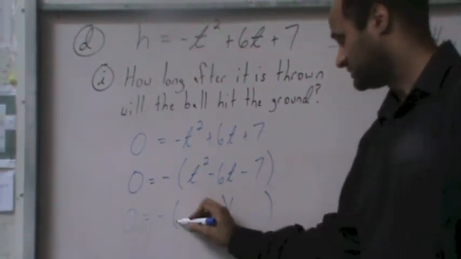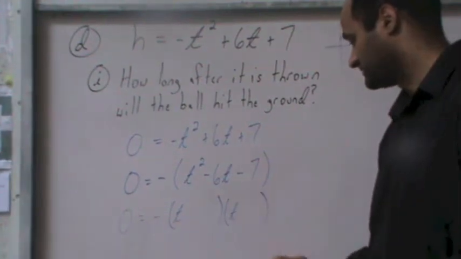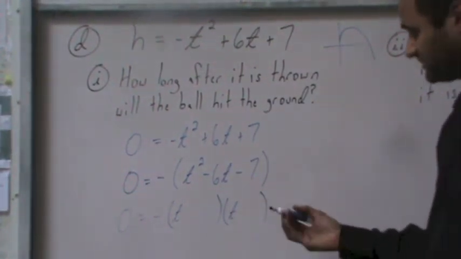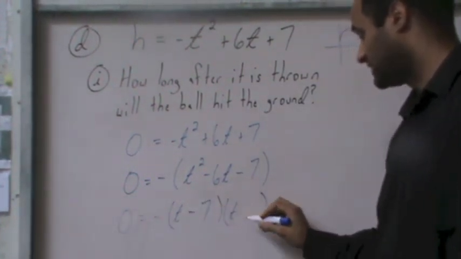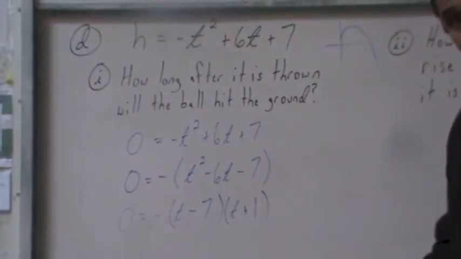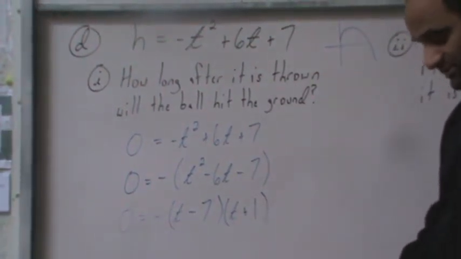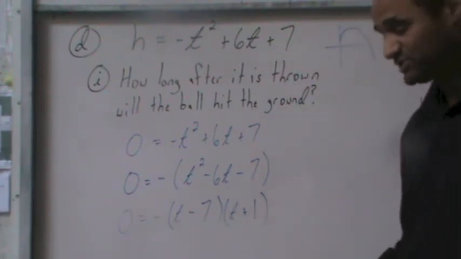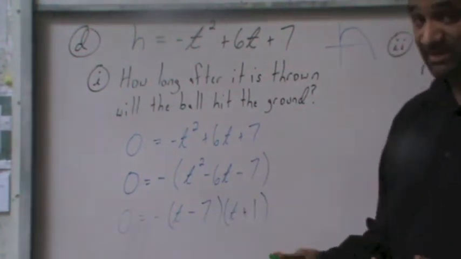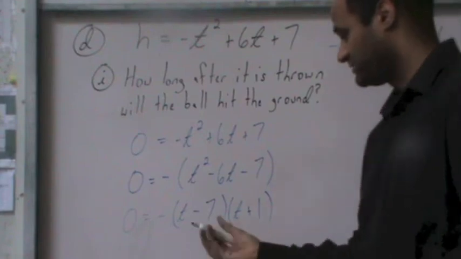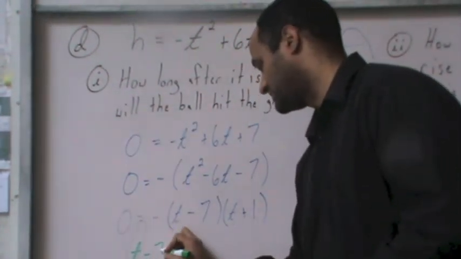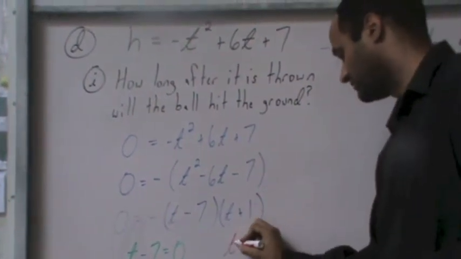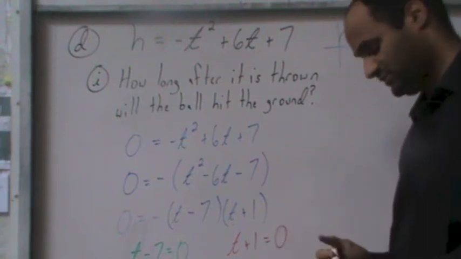Again, 2 sets of brackets. Each one starts with a t. 2 numbers which add up to negative 6 and multiply to negative 7. Those are negative 7 and positive 1. And then, just like we did before, these 3 things multiplied together must be 0. A negative can't be 0. So it must be either t minus 7 equals 0 or t plus 1 equals 0.